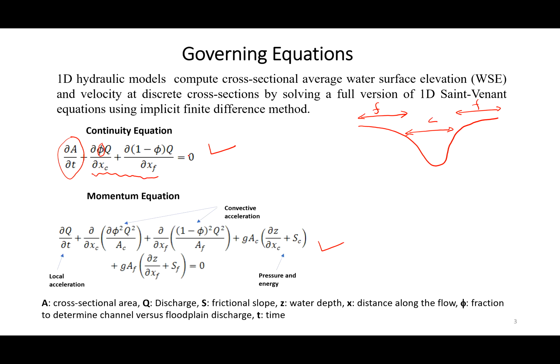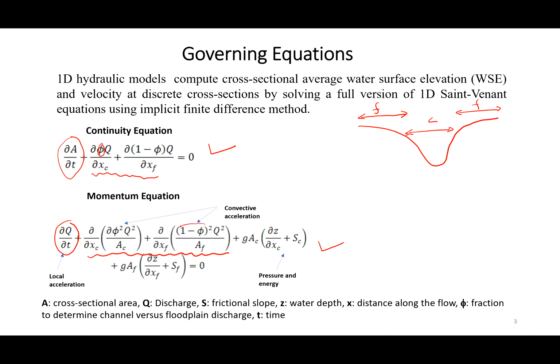So that's our continuity equation. And then we have the momentum equation, which looks a little bit complicated. The first term that we have here, dQ over dt, is the local acceleration term. You can think of this as an unsteady versus steady state term, which means the flow is changing with time. If you assume the flow is not changing with time at a given location, you can ignore that term.